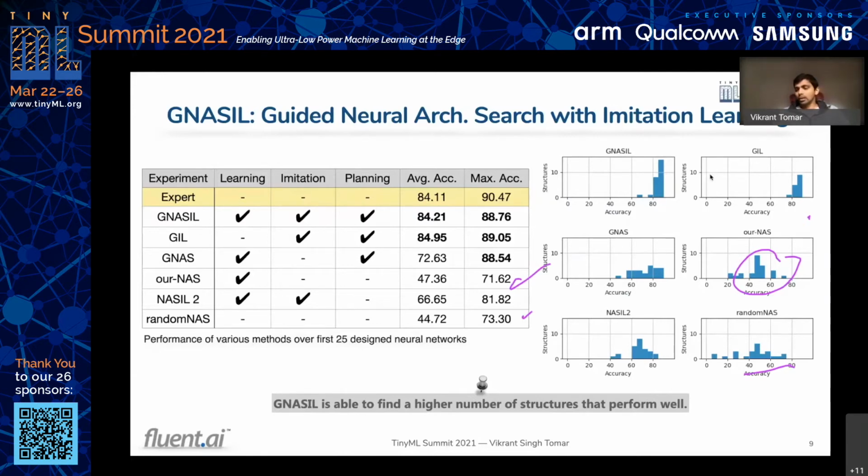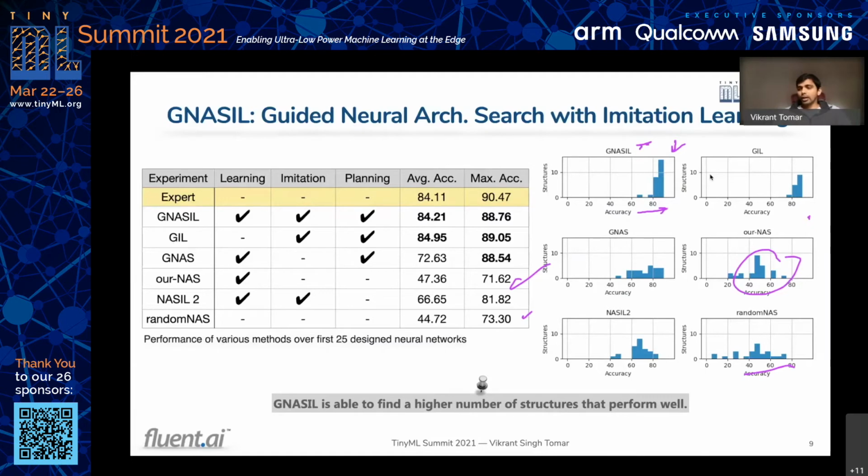If you look at GNASIL, sorry, here right on the top, it did discover 25 structures, and all of them were performing very well, or most of them were performing very well. So this is one of the key characteristics that we wanted to maximize. As I said, the objective in the beginning was to find a higher number of well-performing architectures faster. And GNASIL was able to do that.